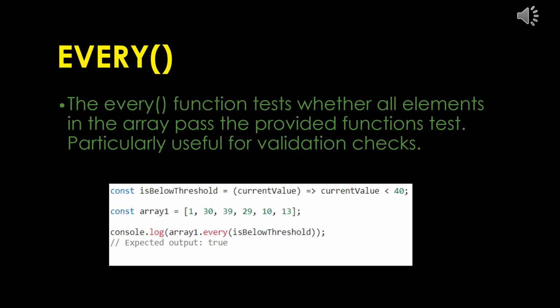Every function tests whether all the elements in the array pass the provided function test. It is particularly useful for validation checks. So here we have an array 130, 39, 29, 10 and 13. We have isBelowThreshold, so the current value should be less than 40. We are passing isBelowThreshold here, which will apply a validation test on each of the elements in the array 130, 39, 29, 10 and 13. Only if all the elements pass this test will it return true.